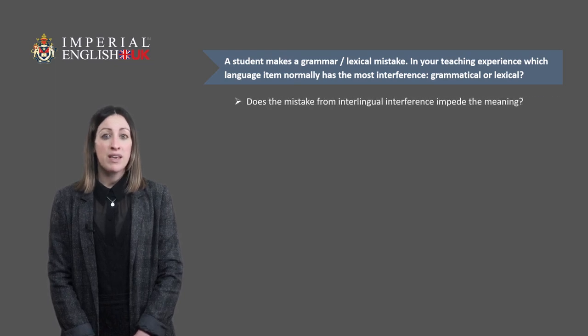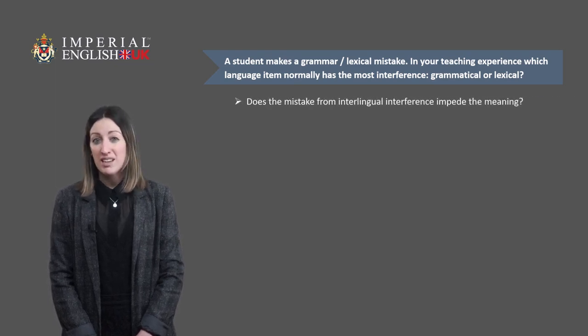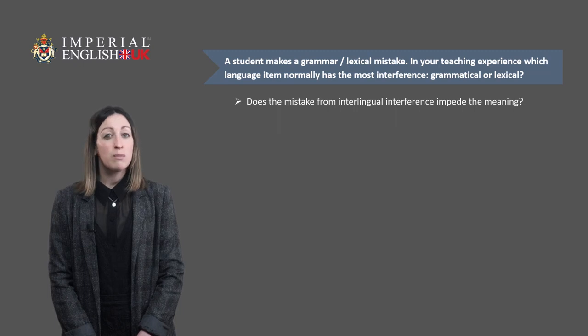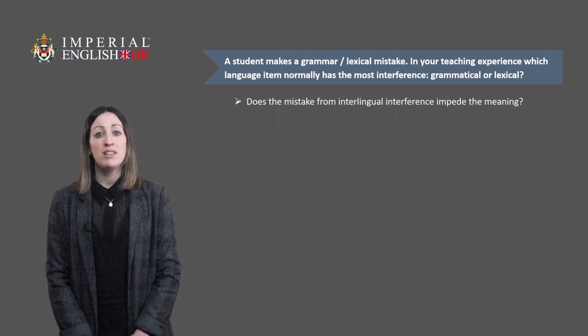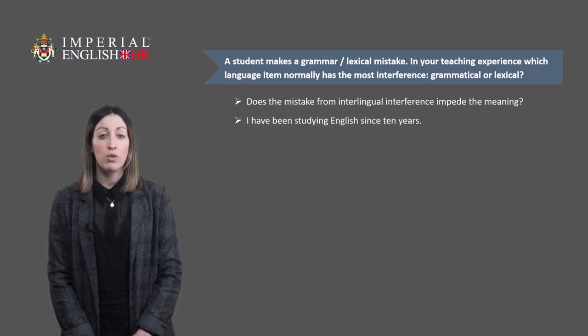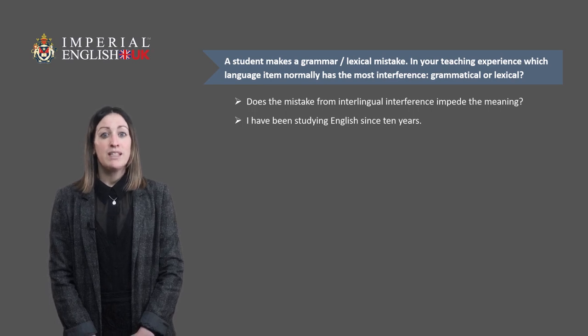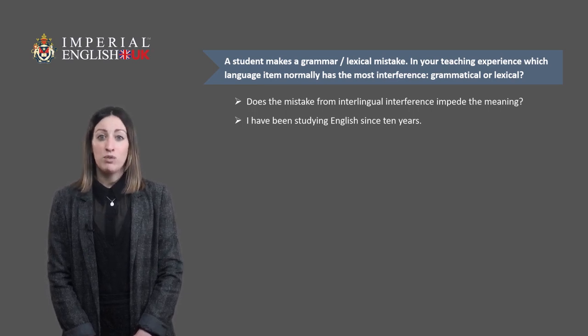Does the mistake impede the meaning or allow for misunderstandings? With some grammar mistakes, we can understand the message the student is trying to get across, but there are lapses of accuracy. This is often due to reliance on their native language, which causes a mistake. Look at the example on the slide. It's easy enough to decipher what the student is trying to say.